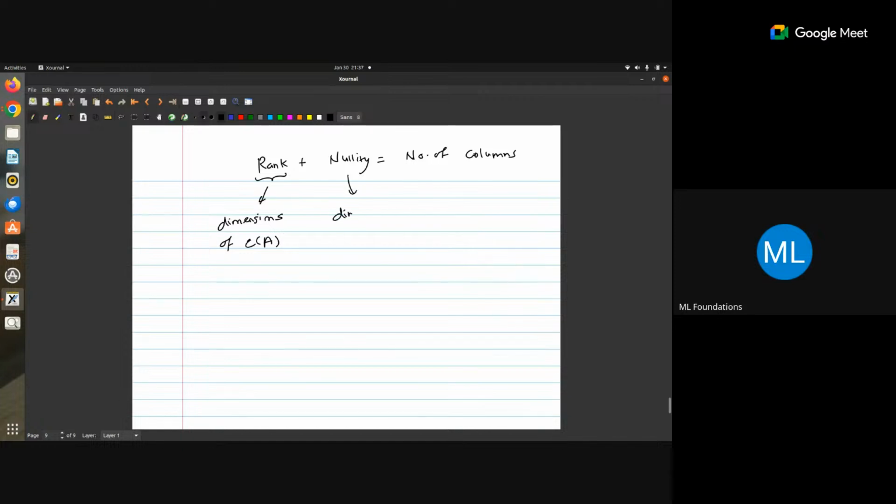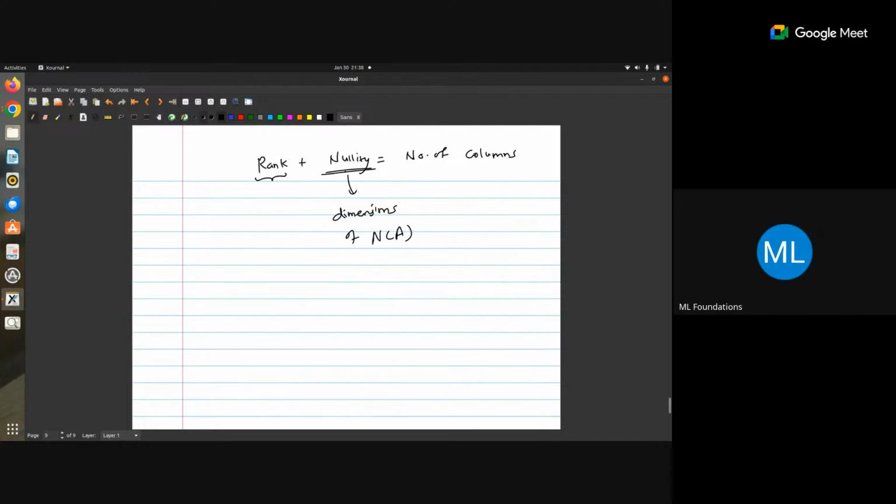And here it's the dimension of the null space of A. This is not the dimension of A. It is the dimension of the column space of A, that is, the rank of A. You can define rank as the number of columns minus the dimension of the null space of A, and this dimension of the null space of A is called nullity. That is clear, there is no confusion here.